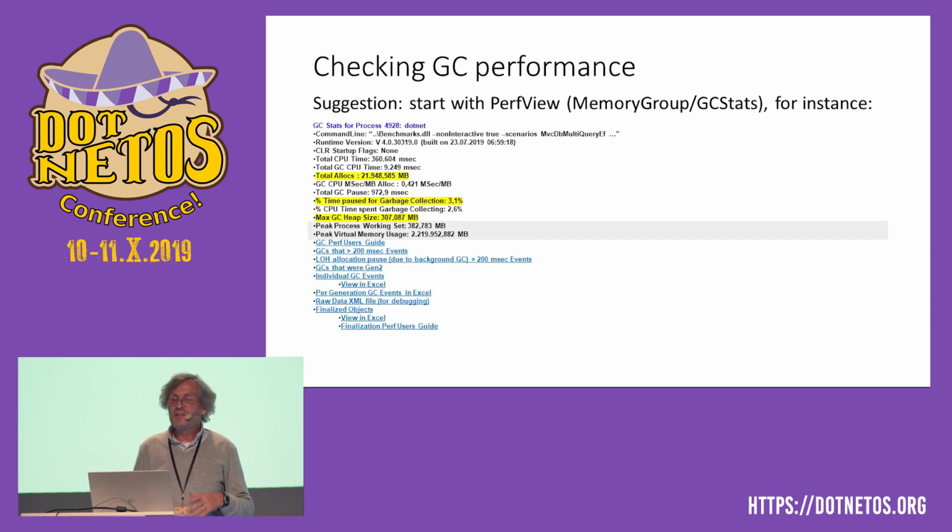Finally, I'm going to talk about how to start investigating GC performance to find out whether you actually have a problem with GC pauses, say, or whether you are actually allocating too much. My favorite tool is PerfView. That's what I use all the time. And the numbers that I look at, you reach by going to Memory Group, GC Stats. I misspelled that. There's actually a space here. I'm sorry. The first number I look at is typically the time paused for garbage collection.